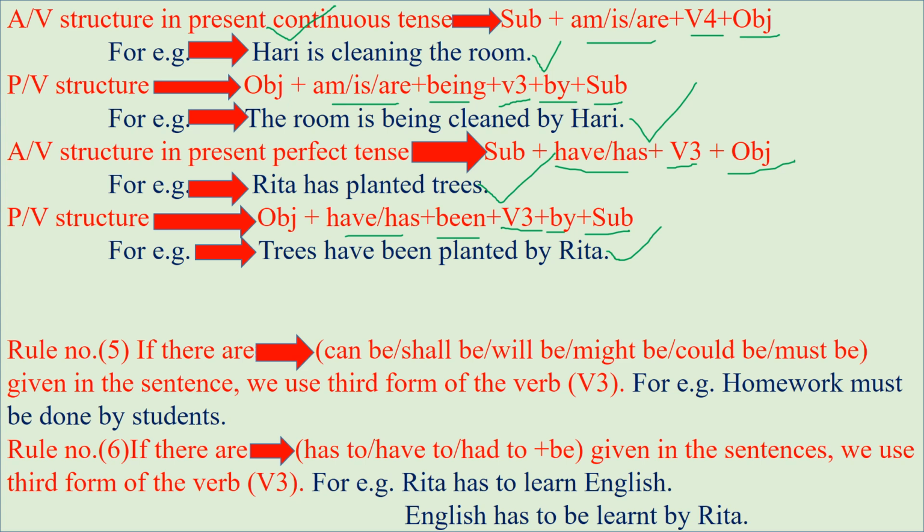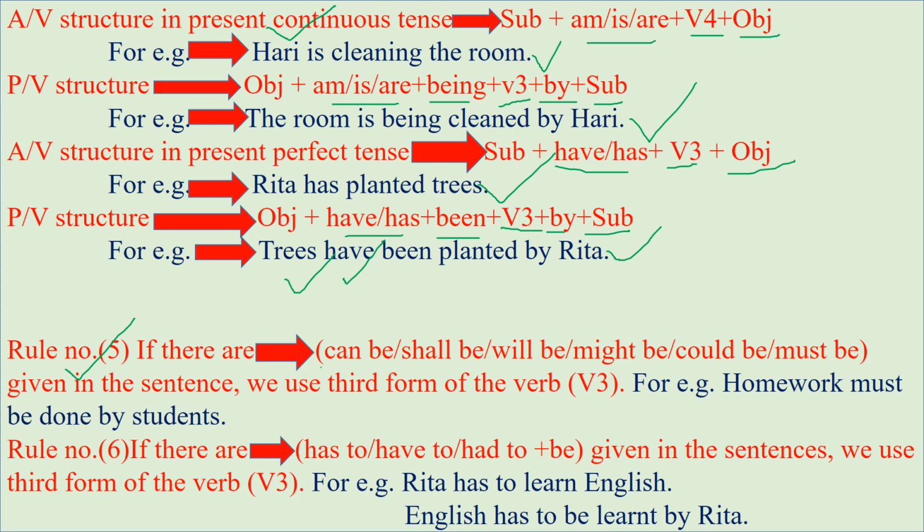If there is a singular subject, then we should use a singular verb. But if there is a plural subject, then we should use a plural verb. So here, trees are a plural subject. So with the trees, we should use the verb have. Trees have.